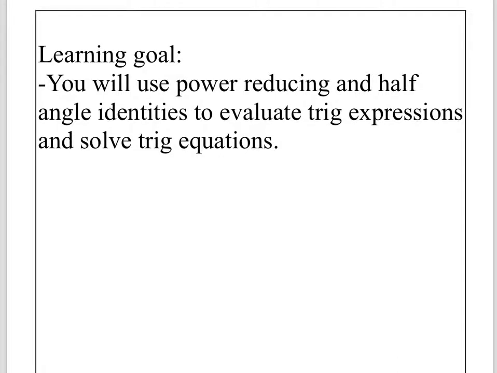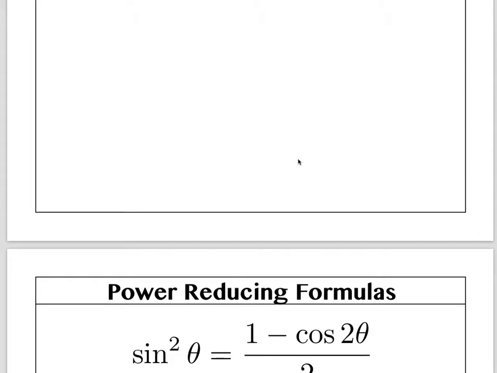Looking at two more identities today. We're looking at the power reducing identities and the half angle identities. We're going to use both of these to do what we've been doing the last few days, and that is evaluate trig expressions and solve trig equations. So, power reducing identities are coming up on the next screen.